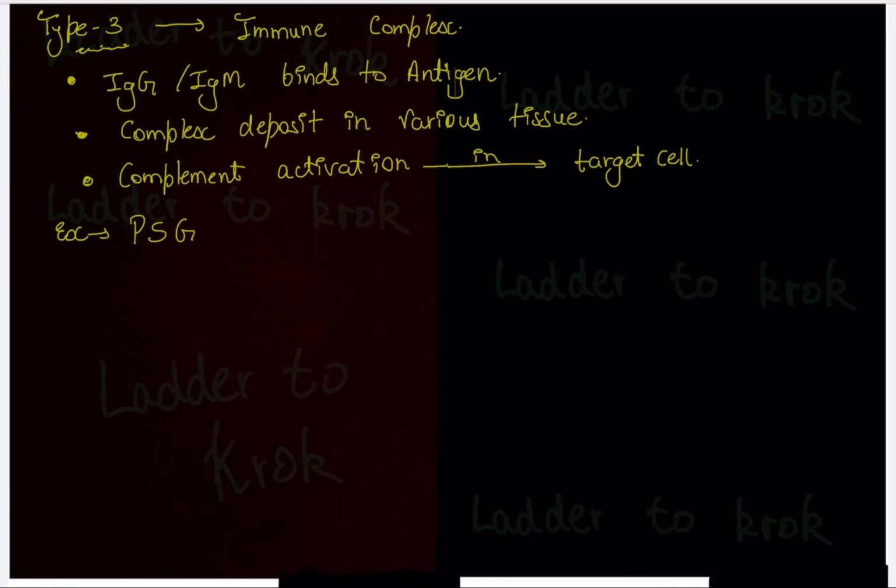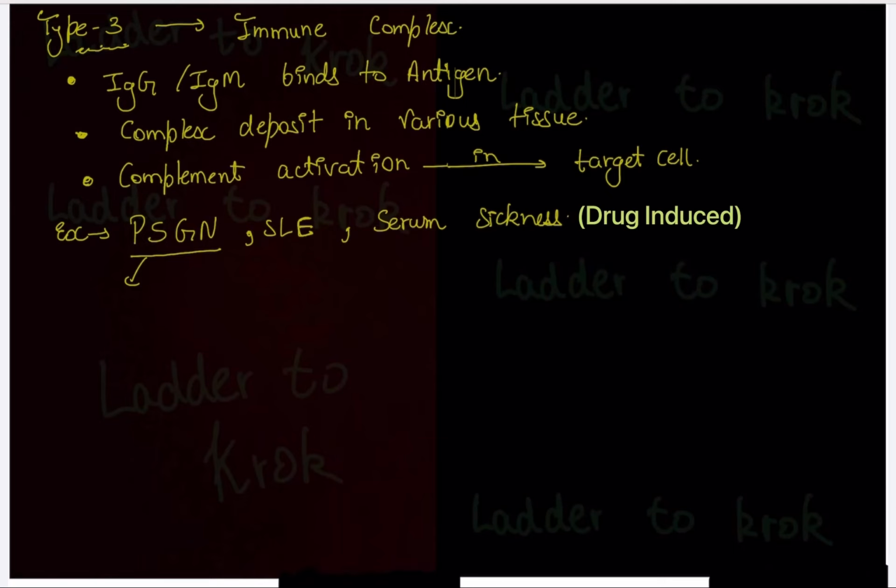And the examples are like post streptococcal glomerulonephritis, PSGN, or systemic lupus erythematosus, SLE. Or whenever there is any type of glomerulonephritis, as I told you, post streptococcal glomerulonephritis, or any type of nephritis. Nephritis comes under type 3, majorly. And then serum sickness is also under this.